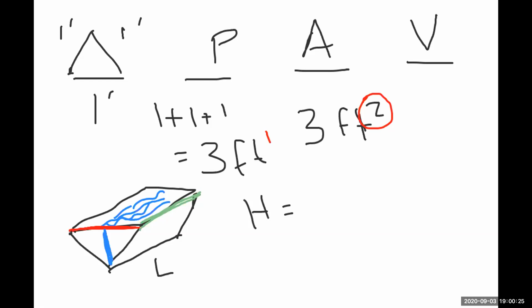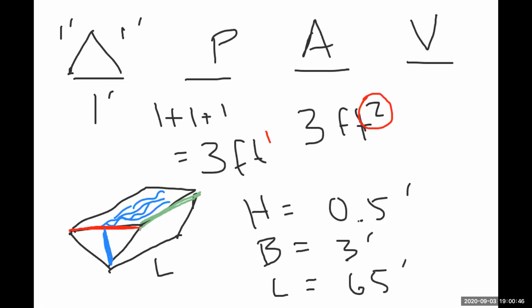height is 0.5 feet. Let's say the width, or what we would call the base, is 3 feet. That's kind of a typical V-ditch. And let's say that the length is 65 feet. Okay. So the way I would calculate that again is I would have V equals 1/2.